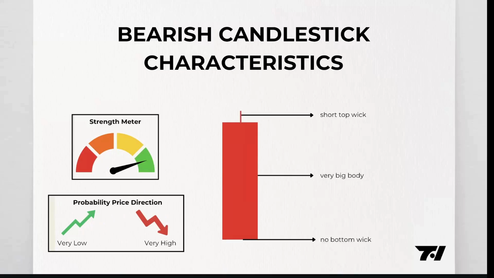Now the next one, we have the strongest candle for price to continue lower. It is shown by a short top wick, a very big body, and no bottom wick. So I want you to visualize this with me. So price opens here, right?